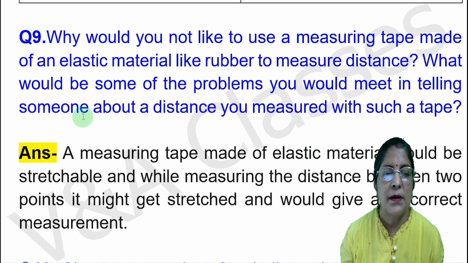Now next question, question number 9, why would you not like to use a measuring tape made of an elastic material like rubber to measure distance? What would be some of the problems you would meet in telling someone about a distance you measured with such a tape? इसमें कह रहा है कि distance को measure करने के लिए रबर जैसे elastic material से बने हुए measuring tape का use आप क्यों नहीं करना चाहेंगे? इस तरह के tape से measurement करके किसी को बताने में क्या problem होगी?